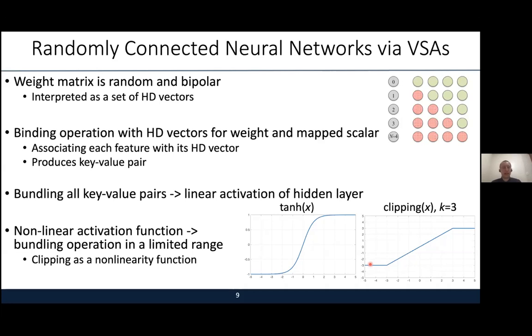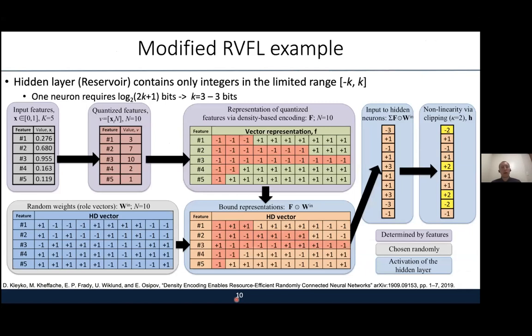So let's consider a numerical example. In this example, we just take a particular network, assuming that it has only 5 features. And we also assume that the size of the hidden layer, or the number of neurons in the hidden layer, equals only 10. So what are the steps we have to do in order to get the activations of the hidden layer according to this new modified RVFL version?